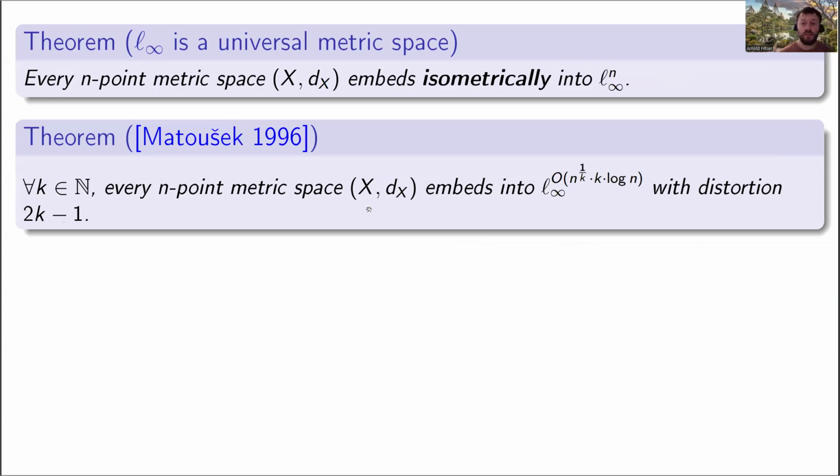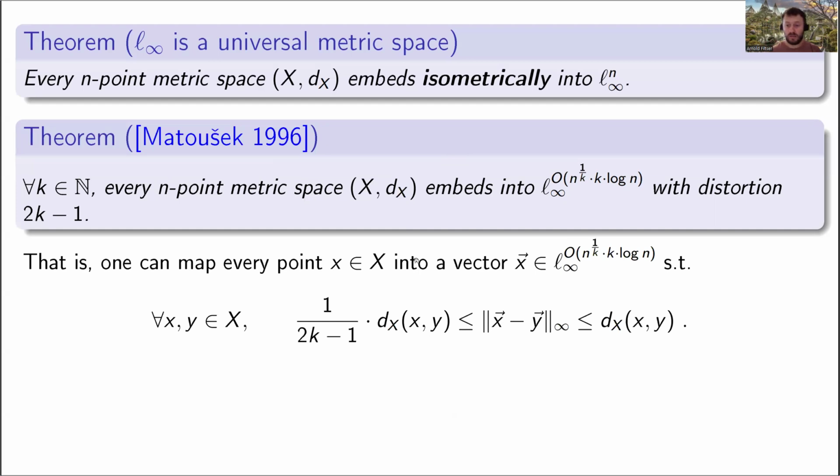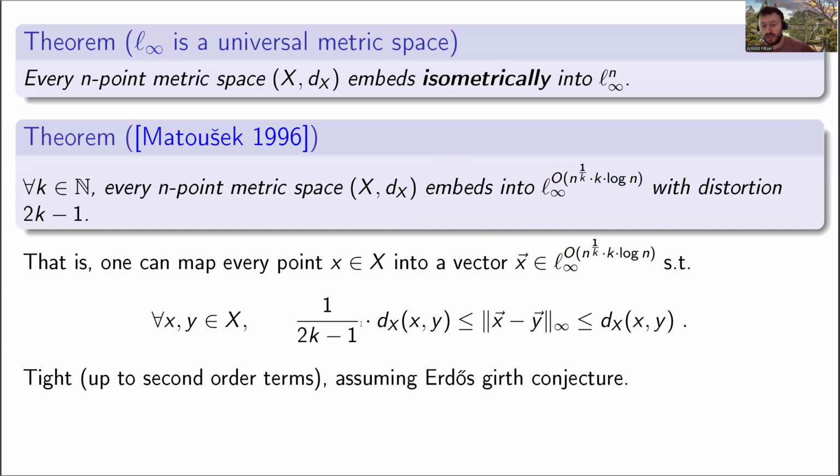So the dimension required for this embedding is basically linear in n. Matoušek showed that there's a trade-off. So one can pay for distortion to get smaller dimension. So distortion k, basically with polynomial dimension n to the 1 over k. And if you want to get logarithmic dimension, you need to get logarithmic distortion as well, right? And so this is kind of their result here. And this is tight, assuming the Erdős girth conjecture, up to second order terms.